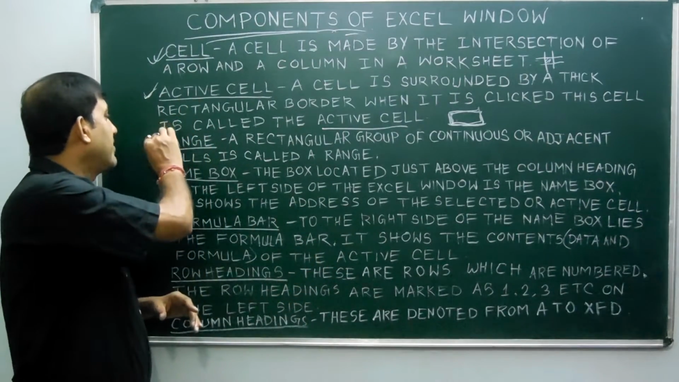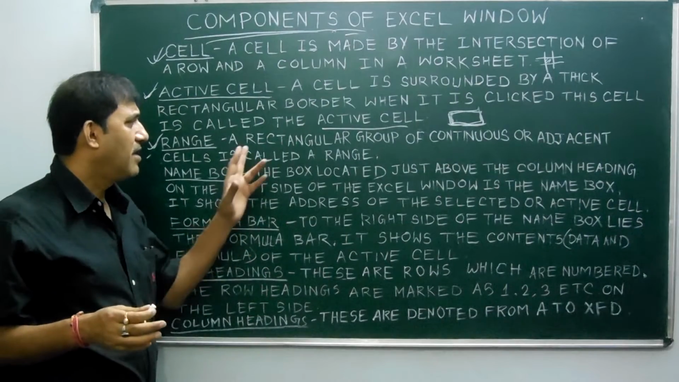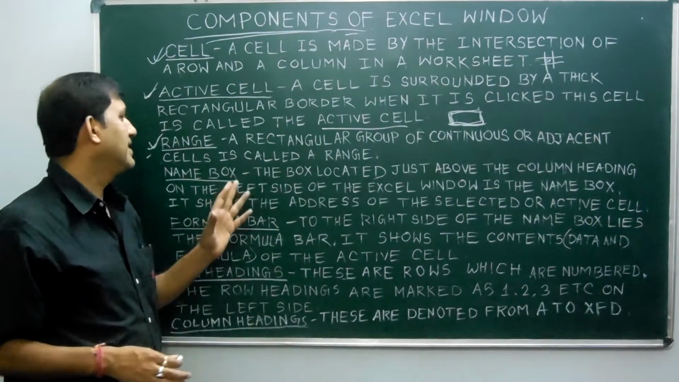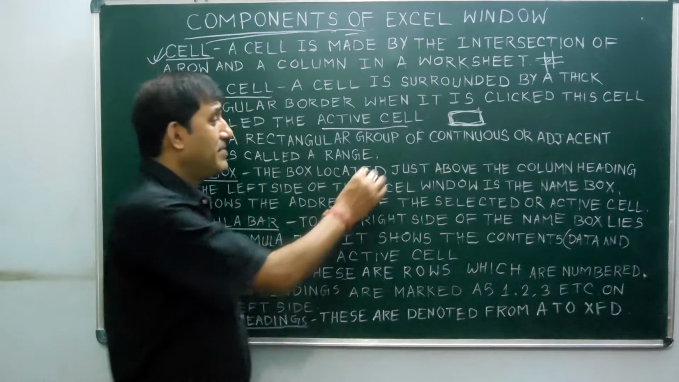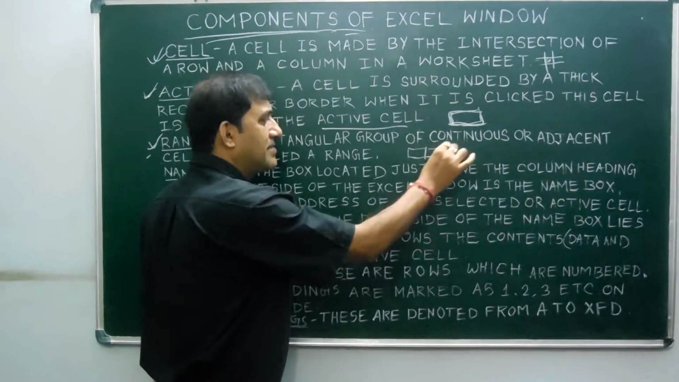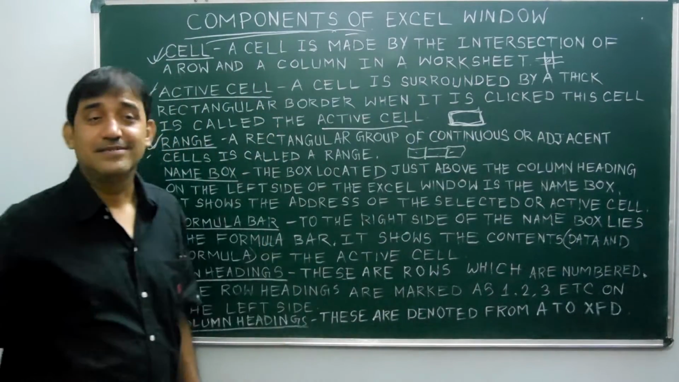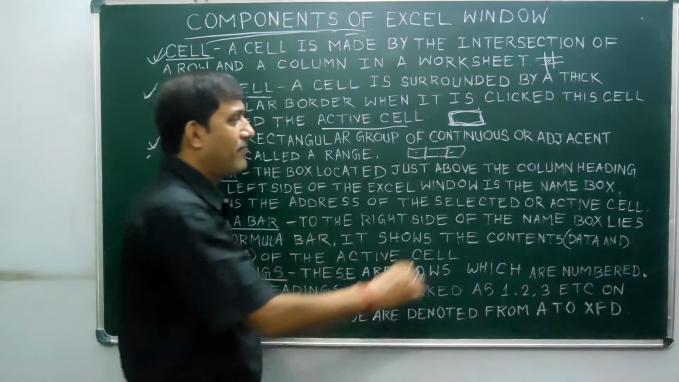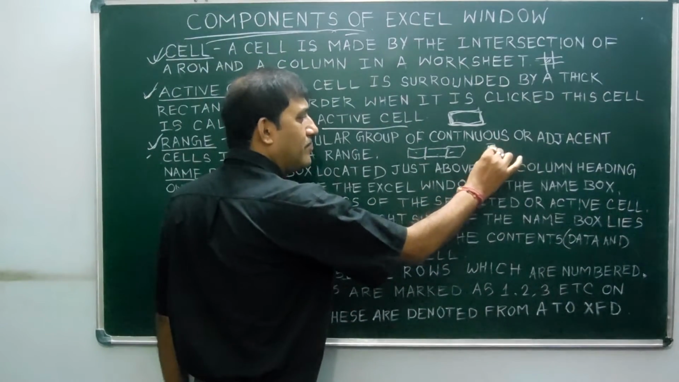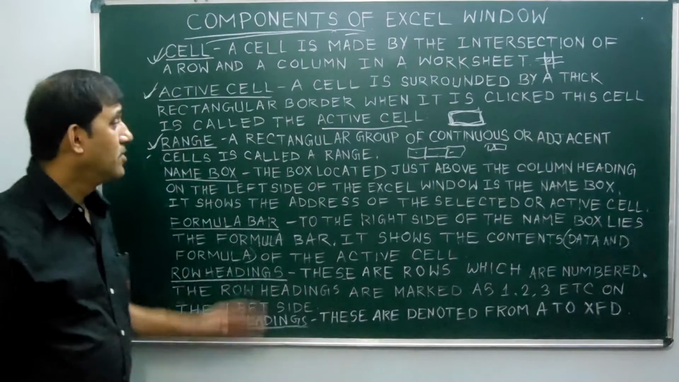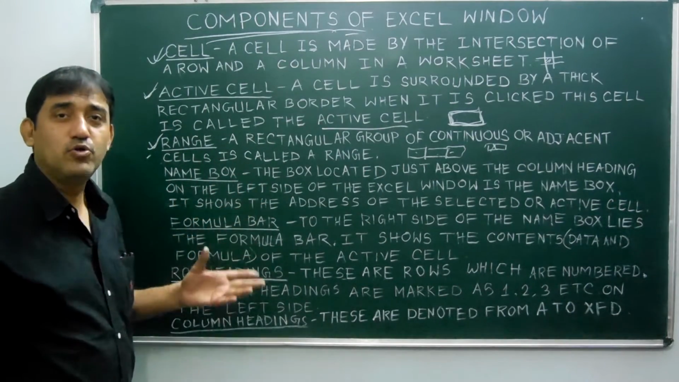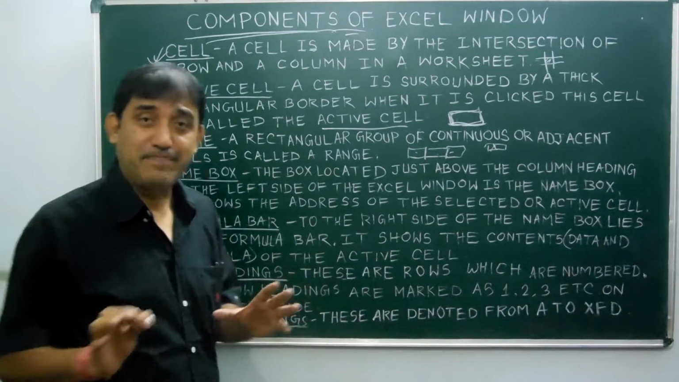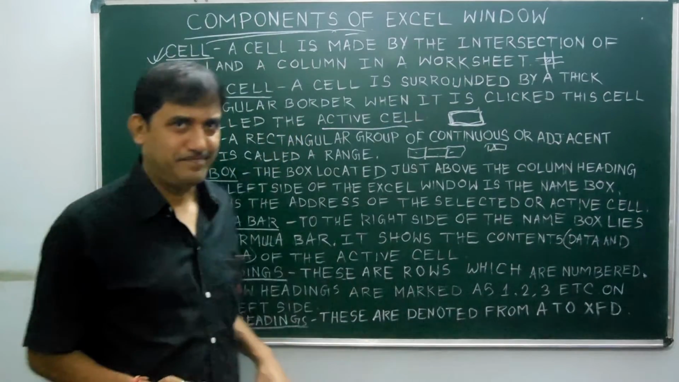Now the next one is range. What is a range? A rectangular group of continuous or adjacent cells is called a range. Adjacent means side by side. It can be one after the other, or it can be like this also, one cell and one cell. This is called a range. You can use that range by selecting, copying, pasting, whatever operation you want to do in Excel.